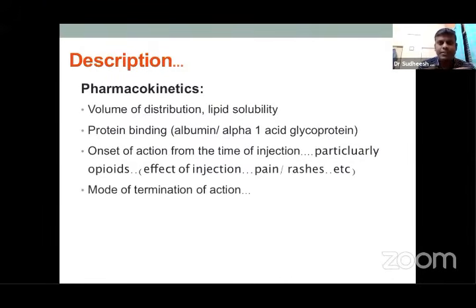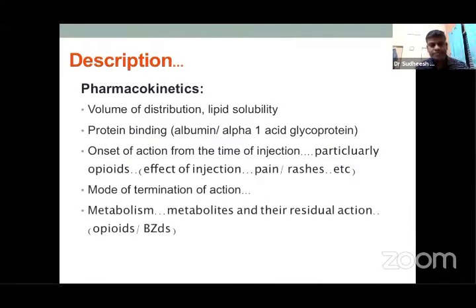Most of the time, the effect of the drug is terminated by redistribution from the site of its action, in most of the anesthesia drugs. Then finally it gets metabolized in the liver, kidney, or other organs, and gets eliminated. Once it gets metabolized, it's important to understand and read about metabolites and their residual action.